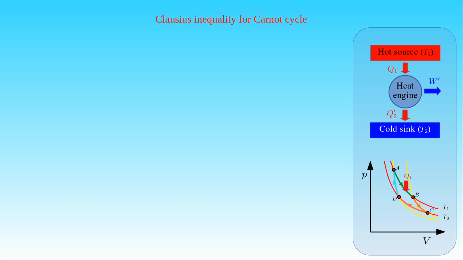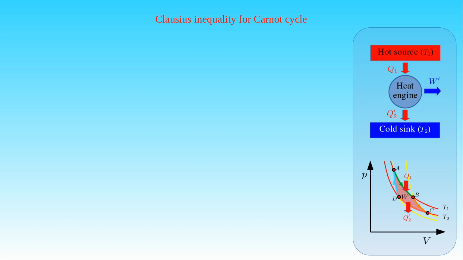As the figure of the heat engine and the thermal reservoirs operating in the Carnot cycle shows, the engine absorbs the heat Q1 from the hot source at the temperature T1 in the step of isothermal expansion of the working substance along the curve between the points A and B in the pressure-volume diagram. By completing the cycle, the heat engine delivers the work W' given by the area of the closed shape A, B, C and D, while it rejects the heat Q2' to the cold sink at the temperature T2 in the step of isothermal compression along the curve between the points C and D.